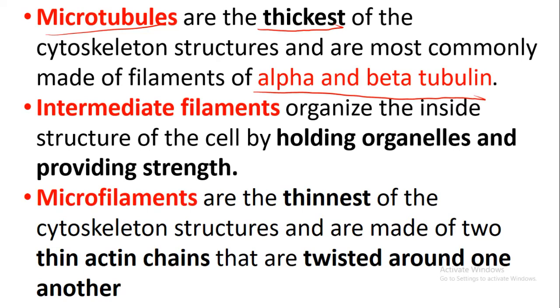Then we have the microfilament, which is made up of two thin actin chains, and these two thin actin chains are twisted around one another. One thing we need to understand is that the microfilament is the thinnest of all the cytoskeleton structures. Therefore, the microtube is the thickest, followed by the intermediate filament, which is supporting the organelles, then we have the microfilament as the thinnest.